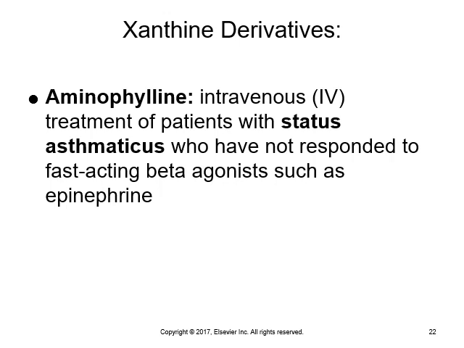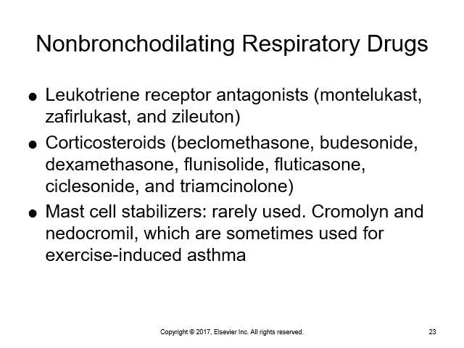Aminophylline is IV treatment of patients with status asthmaticus. Remember, this is a medical emergency, for patients who have not responded to fast-acting beta agonists such as epinephrine. Non-bronchodilating respiratory drugs include the leukotriene receptor antagonists. Those include montelukast, that's a very popular one.